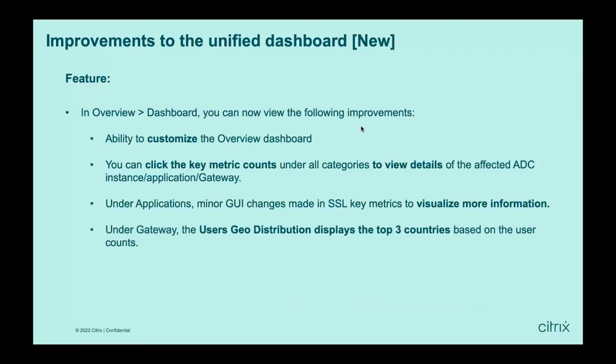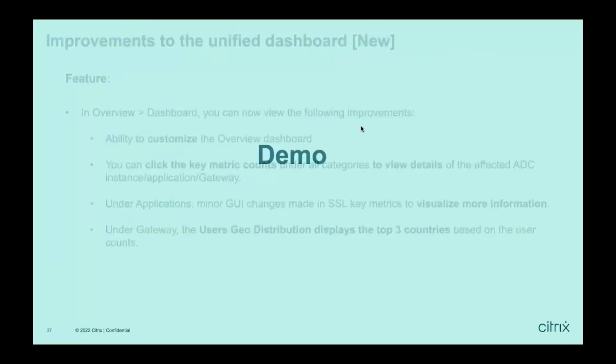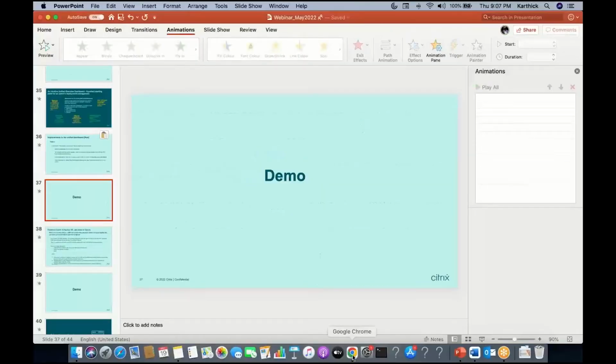And finally, from a gateway context, we provide top 3 countries users geo distribution that again has a lot of details embedded in that enables the admins to figure out what kinds of errors they are facing, how many users are coming from where, how many sessions are currently available, how they are impacted, and so on. So let's take a quick look at the demo.